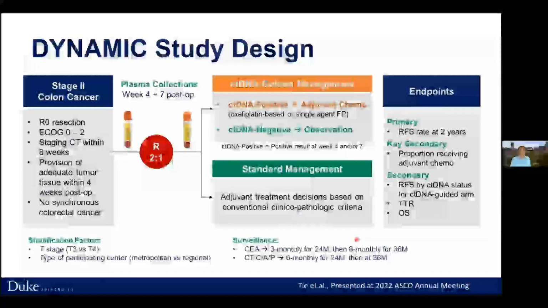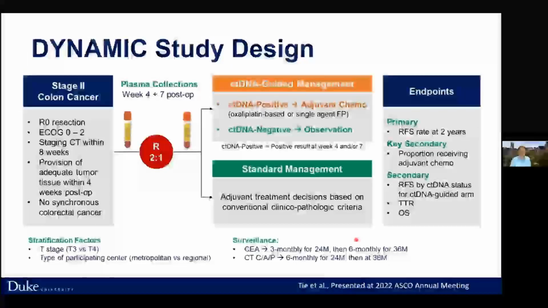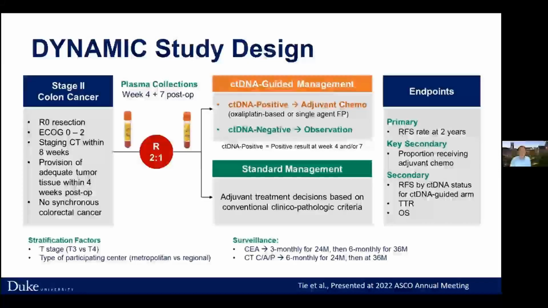But I want to get back to the stage 2 question, and this is data that comes to us out of Australia, the so-called DYNAMIC study. Now, they used a tumor-informed assay. This is not the Signatera assay. This is a different, proprietary tumor-informed assay. All patients had stage 2 disease, both T3 and T4N0. All of them had R0 resections, and they were randomized 2-to-1. By the way, there were 2 blood draws, at 4 weeks and 7 weeks post-op.